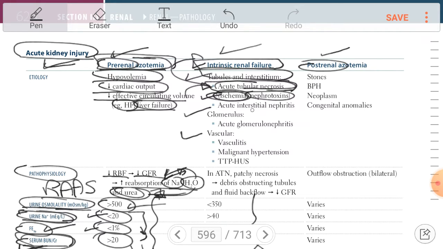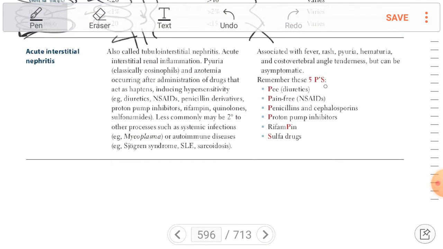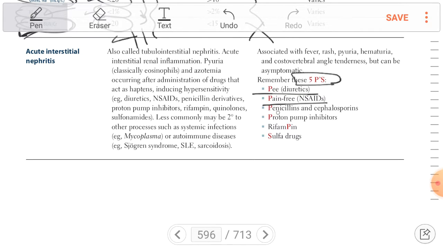Then we have acute interstitial nephritis. What are the causes of interstitial nephritis? These causes are so important. We have the 5 Bs: diuretics, NSAIDs, penicillin, cephalosporin, proton pump inhibitors, rifampin, and sulfa drugs. These drugs are so important. These drugs will cause acute interstitial nephritis.